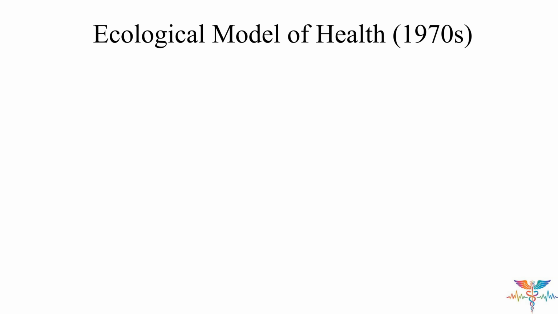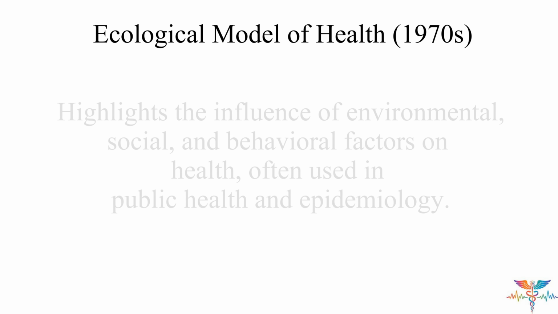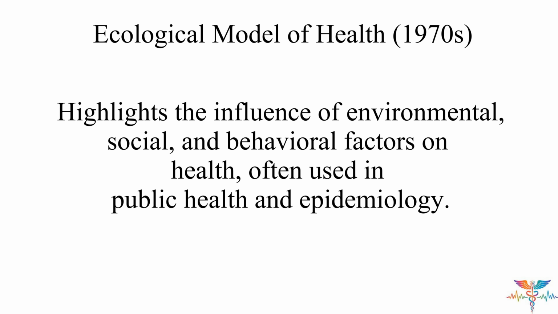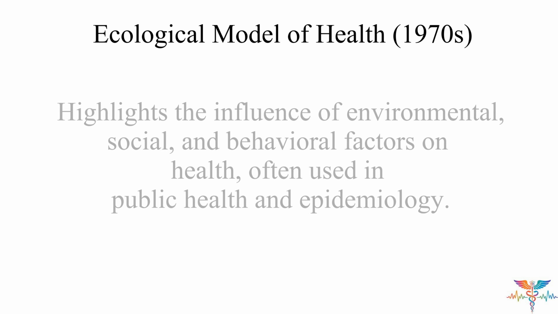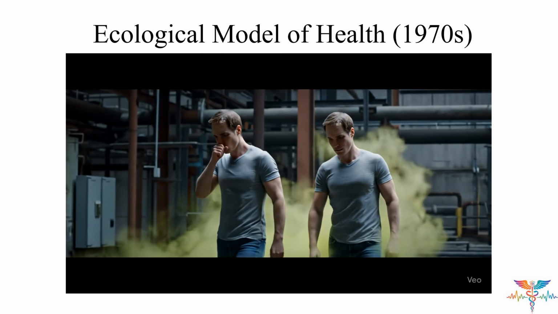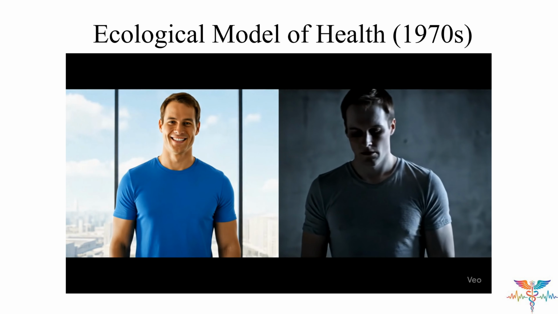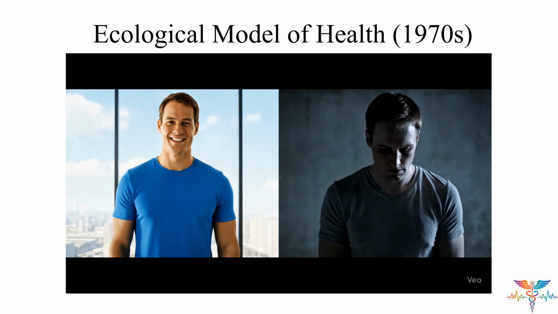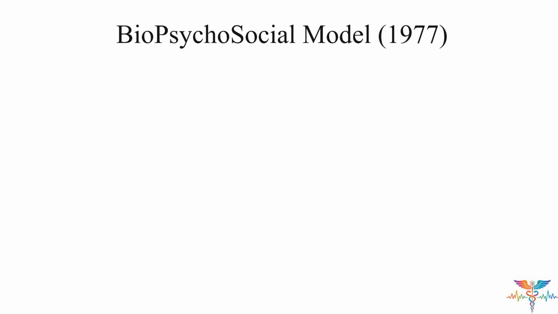Ecological model of health in the 1970s. This highlighted the influence of the environment, social, and behavioral factors on health, often used in public health and epidemiology. This adds environmental factors, but it's lacking because there are people exposed to environmental toxins that thrive, and some that aren't exposed and don't thrive. There's too many outliers.